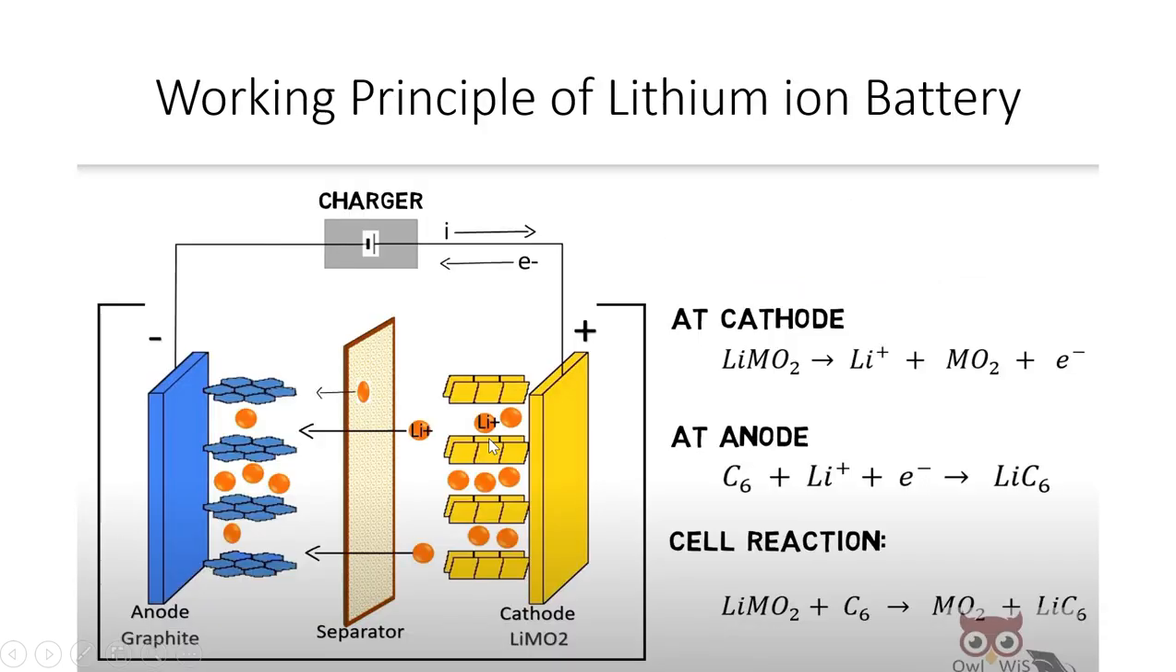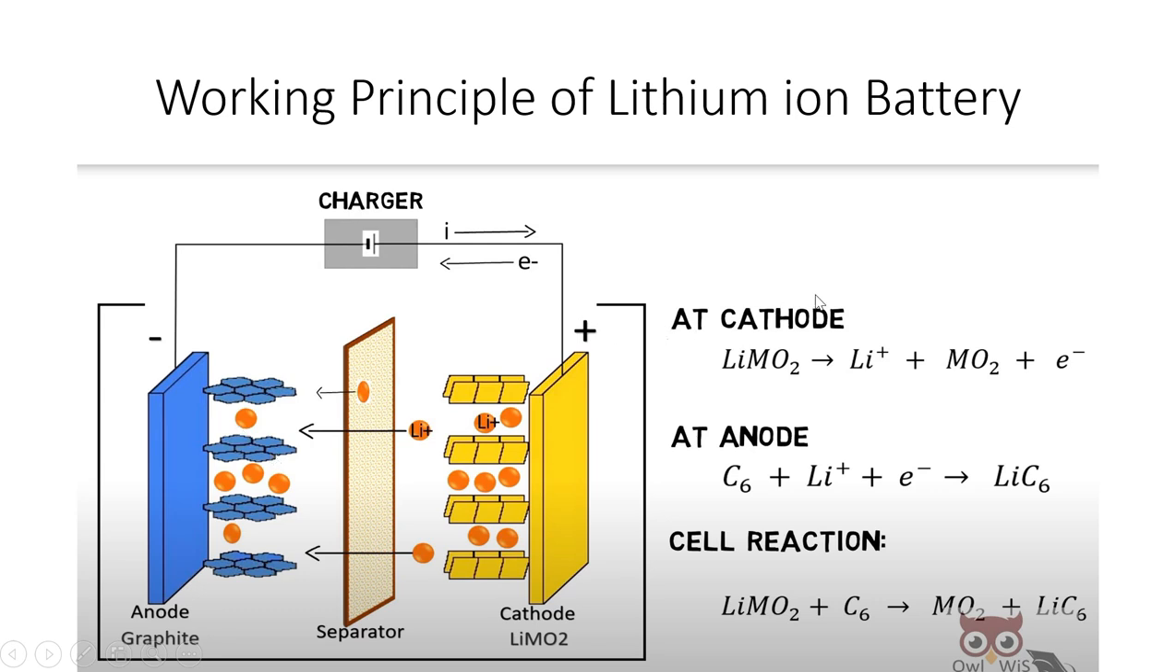Let's see the working principle of lithium-ion batteries. At the time of charging, we connect the charger between the electrodes. Generally, the lithium are present at cathode in the form of lithium metal oxide. When current I flow from the charger to the cathode, the lithium reduces to the lithium plus ions, and it travels to the electrolyte toward the anode and react with the carbon to form the lithiated carbon.